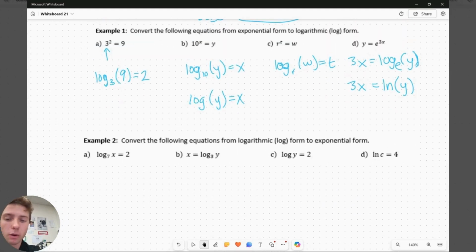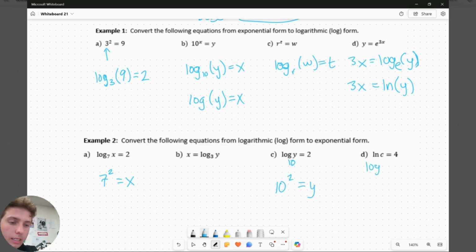There's converting forms. You could do the same just in reverse now. You could change these to exponential form. Base stays the same. The other two parts switch sides of our equal sign. And you could go through the rest of these. For C, remember, log with no base means it's a base of 10. Natural log for part D means it was log base e.